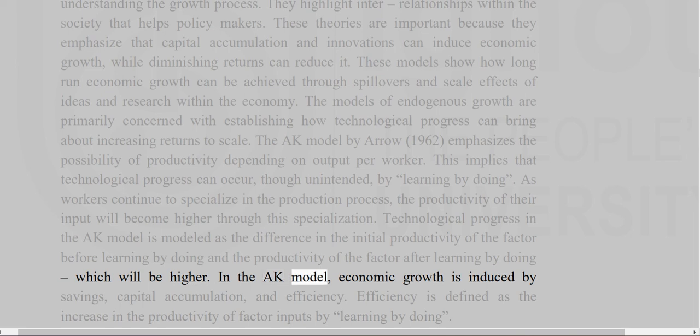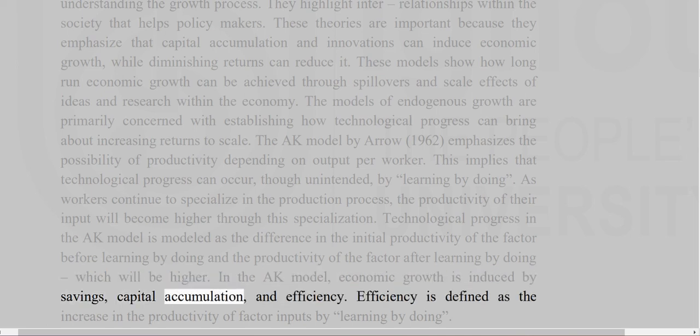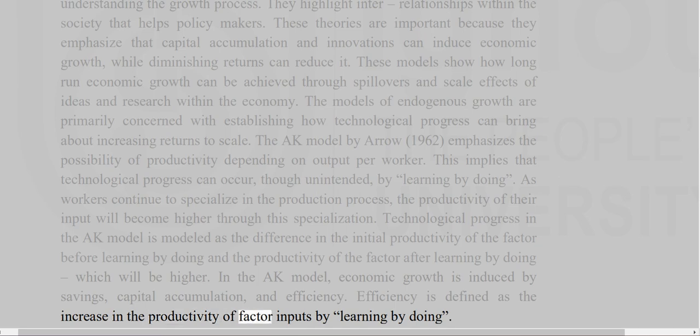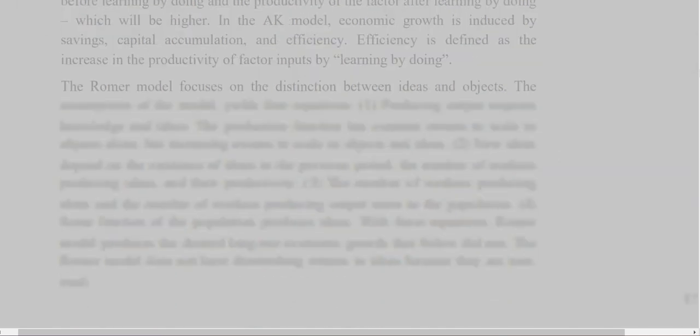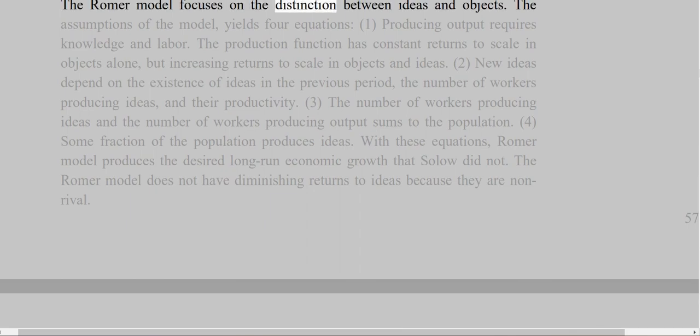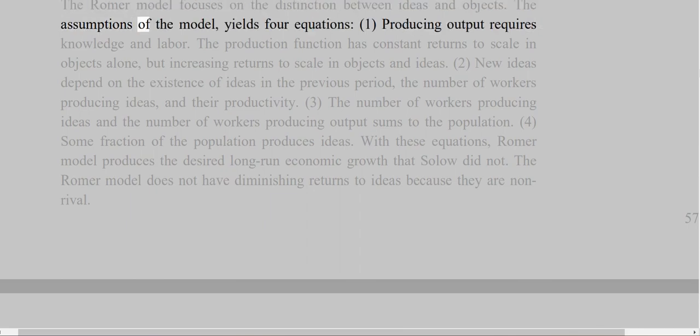In the AK model, economic growth is induced by savings, capital accumulation, and efficiency. Efficiency is defined as the increase in the productivity of factor inputs by learning by doing. The Romer model focuses on the distinction between ideas and objects. The assumptions of the model yield four equations.